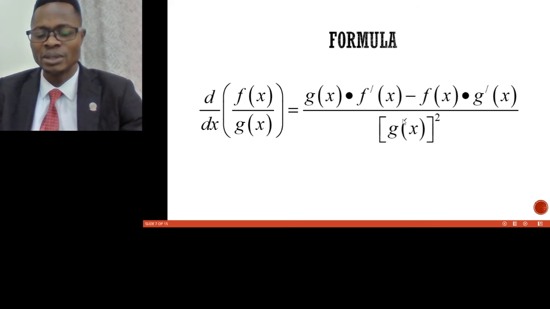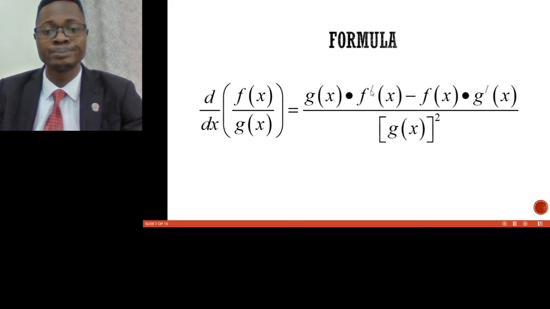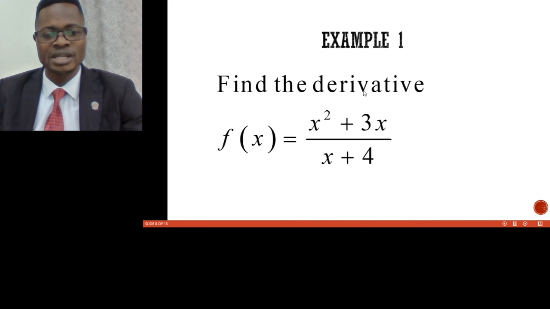But just remember, if you miss any of these formulas, you will get lost at some point, as they are prerequisites and play a very important role in finding our derivative by the use of the quotient rule. Now let us take some examples.